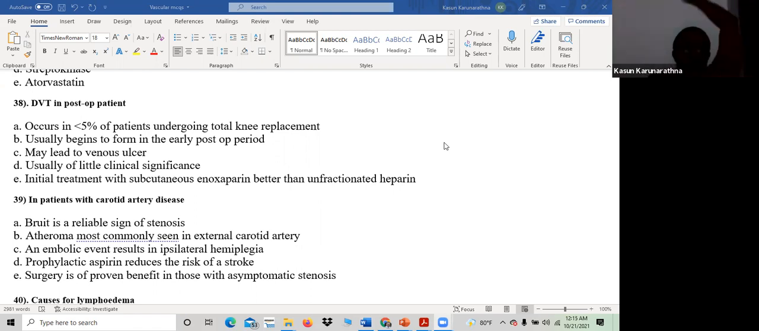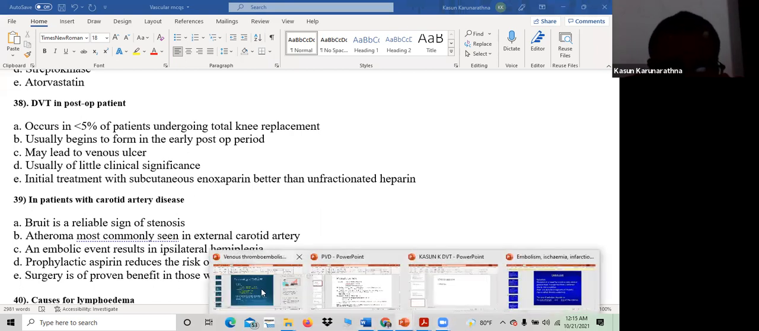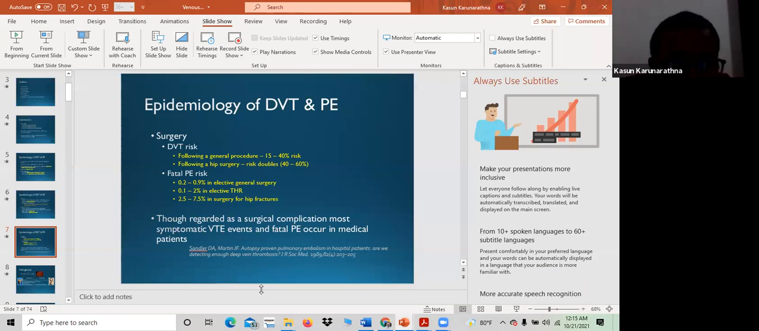But risk of DVT. Risk of DVT. We don't see much now anyway. Oh, yeah, that's what they say now. Following a general procedure, 15 to 40% risk. Following hip surgery, risk is double. Right.